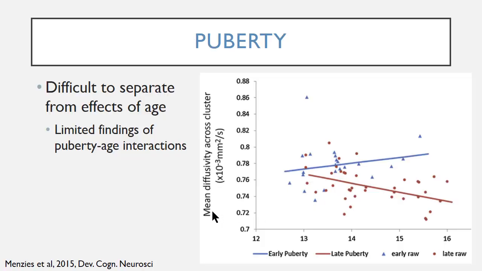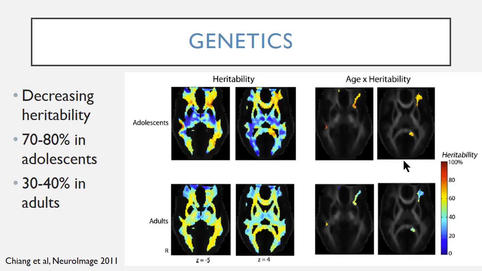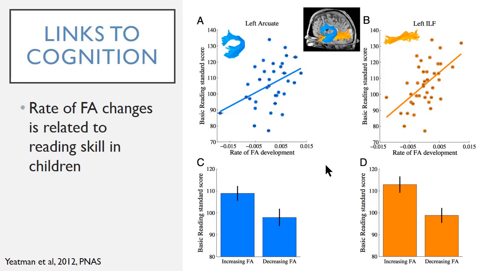Puberty could also be a really interesting contributor. There's not been a lot of work done on this yet. But there are some limited findings of puberty age interactions. So this study separated people that went through puberty early and people that go through puberty later and found different trajectories of mean diffusivity across certain areas, suggesting that puberty does have an influence on development rates. Genetics can also impact it. So this study looked at the heritability of white matter properties in the brain and found higher heritability in certain areas in adolescents, where it was about 70–80%, than in adults, where it was about 30 to 40%. So there's probably an influence of genetics there as well.